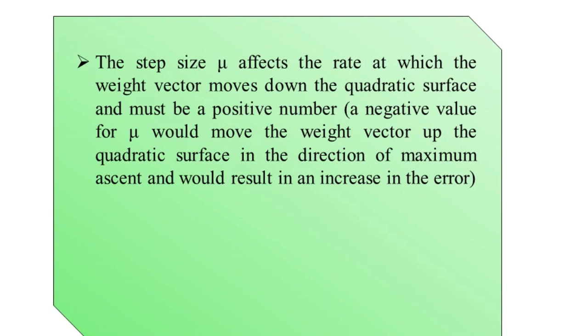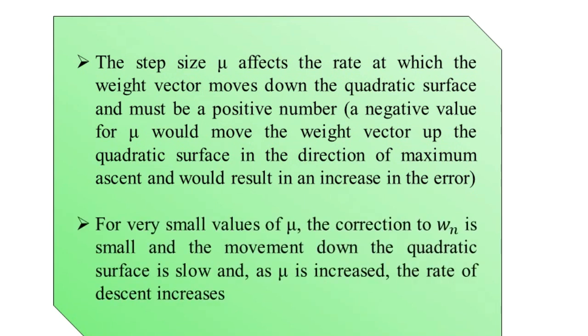However, there is an upper limit on how large the step size may be, and for values of mu that exceed this limit, the trajectory of w of n becomes unstable and unbounded. Now the steepest descent algorithm can be summarized with the following four steps, which we will discuss one by one.